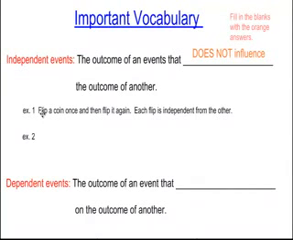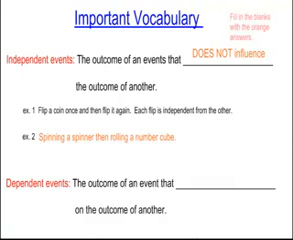Our first example is flip a coin once, then flip it again. Each flip is independent from the other. The first flip does not affect the second flip. Okay, our second example, you need to write this down. Spinning a spinner, then rolling a number cube. Spinning the spinner is not affected by rolling the number cube.